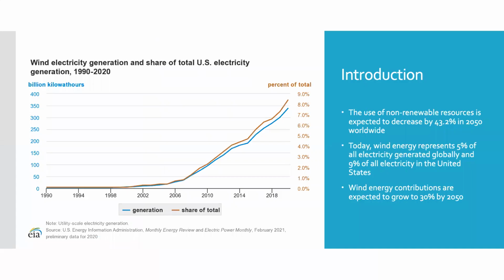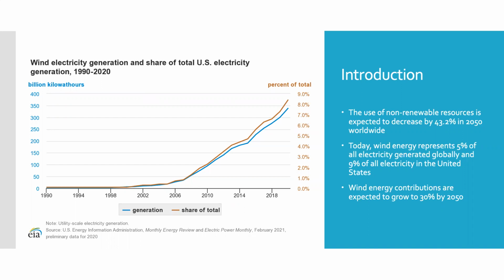So as we all know, within the next 20 to 30 years, by 2050, we are expecting a big increase in renewable energy production. And the use of non-renewable resources such as coal, oil, gas, and uranium is actually expected to decrease by 43.2% in 2050 worldwide. And today, comparing that to just wind energy production, wind energy represents about 5% of all electricity generated globally, and only 9% of all electricity generated in the United States.